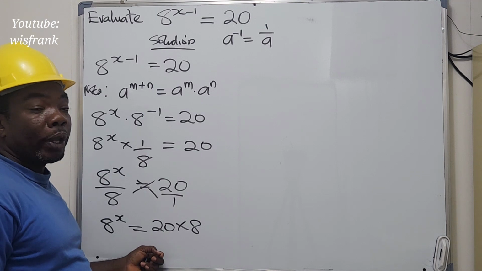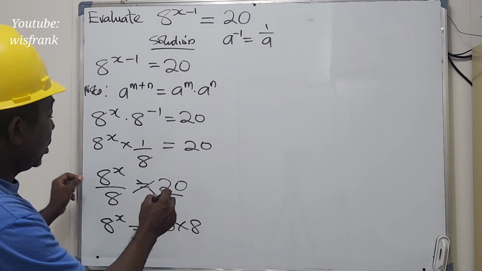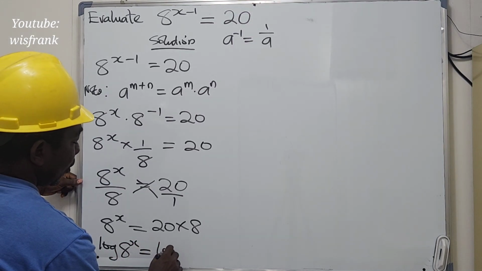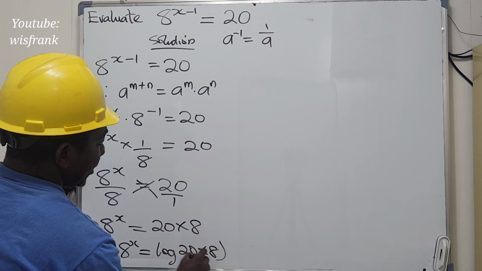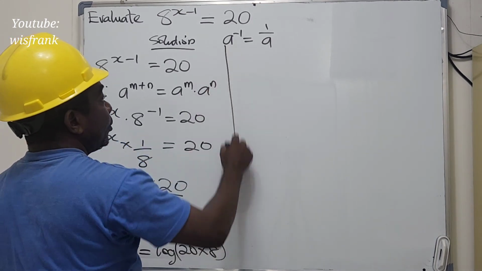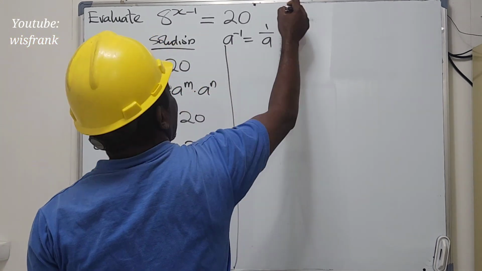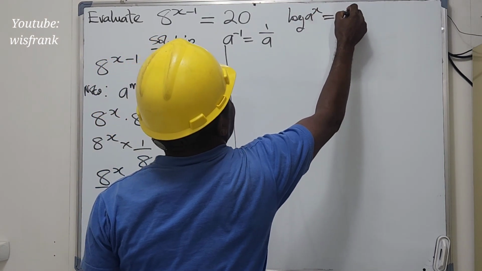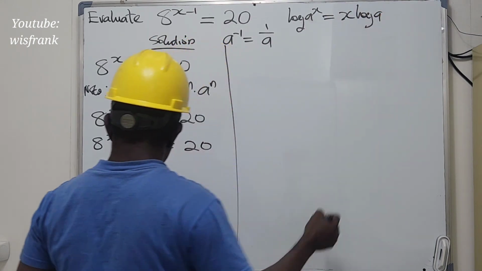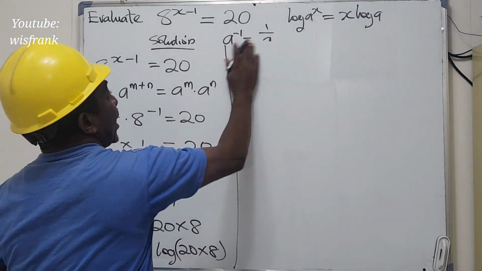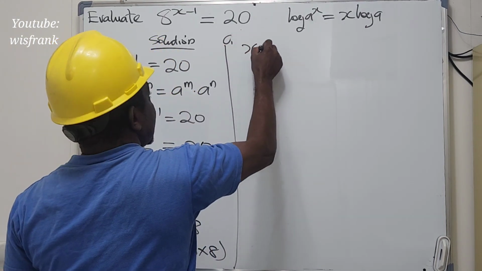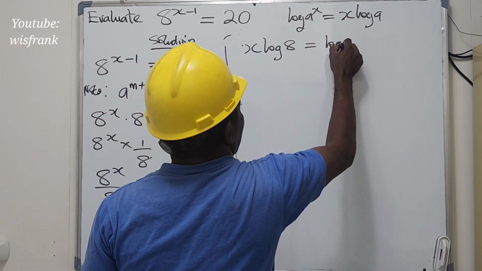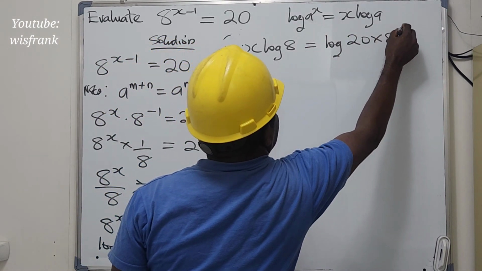So in this case, we can apply log to both sides. So this will become log 8 to the power of x equals to log 20 times 8. For further evaluation, we recall another law of logarithm that says that when we have log a to the power of x, it is same thing as x log a. So we are going to express this in that format. That is going to give us x log 8 equals to log 20 times 8.